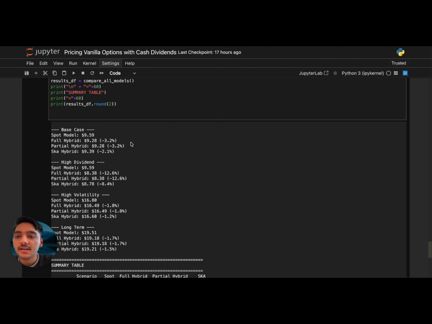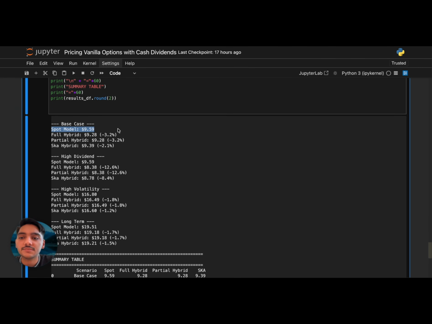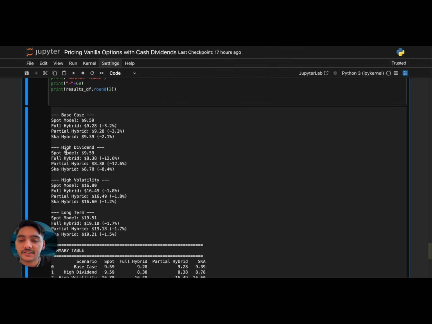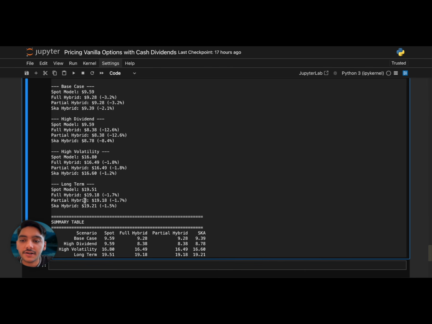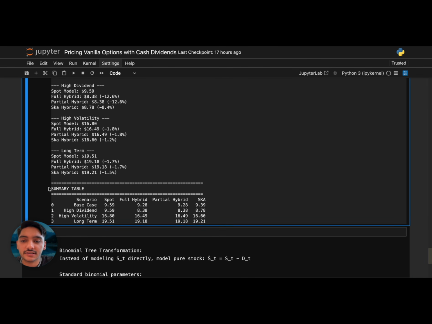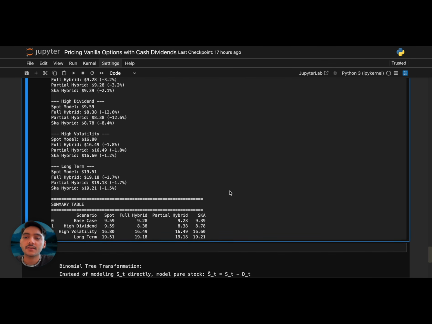As you can see, in the base case, the spot model has 9.59, and these are the results for this. In the high dividend case, 12.6%, the full hybrid model, and in the long term, the summary table is something like this. We can see, these differences are staggering in a high dividend scenario, and we are seeing 12.6% error. So in the high volatility case, the spread gets even wider.